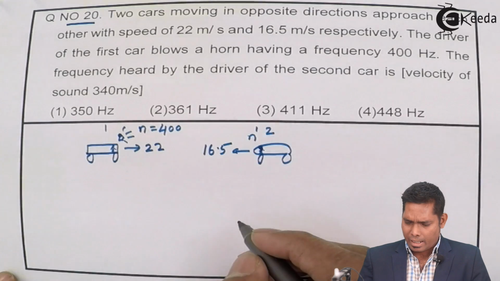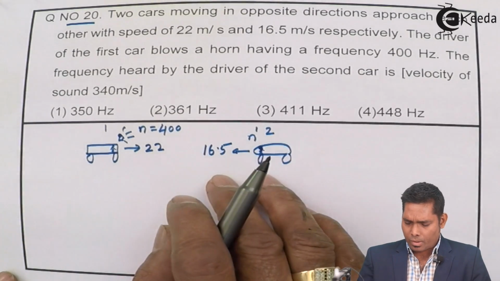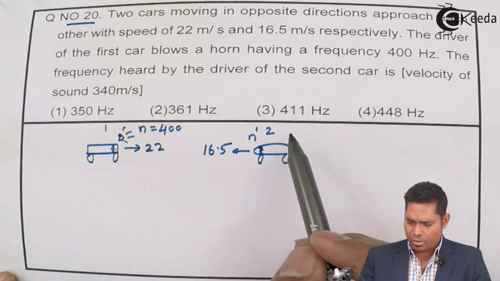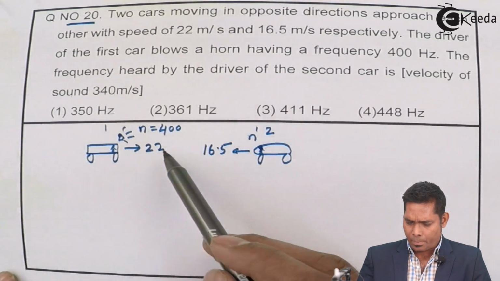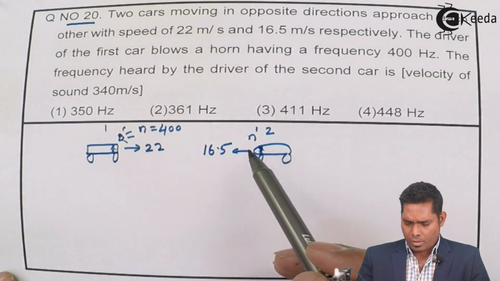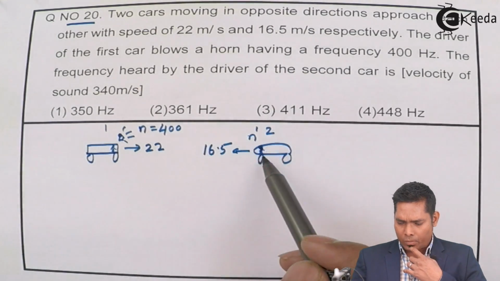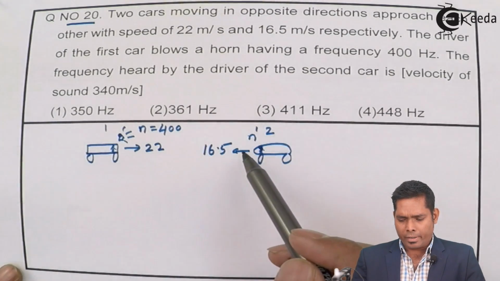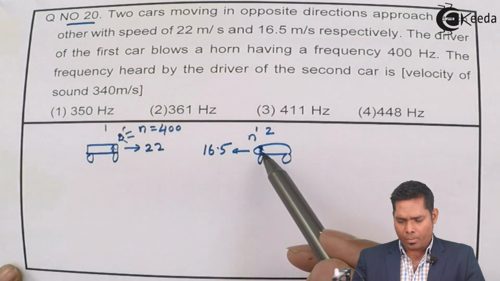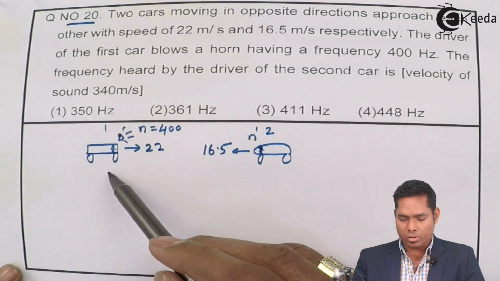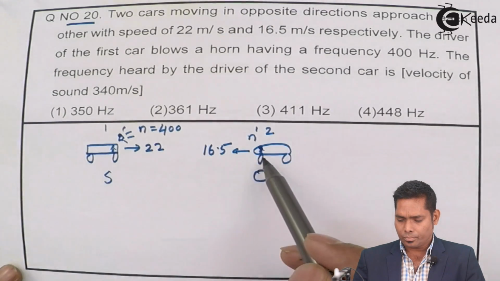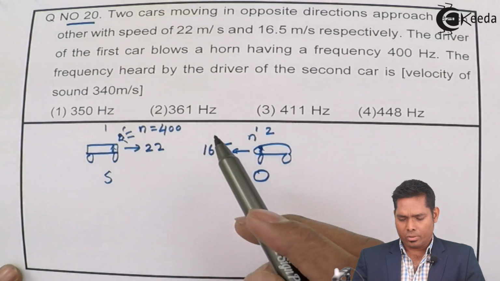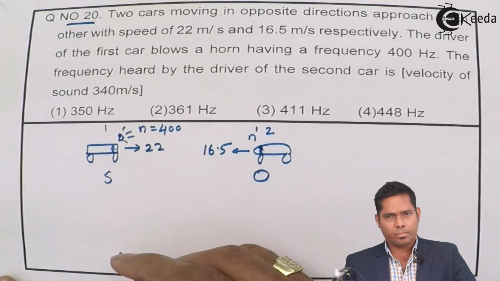So this means that they approach each other. If I think that this is at rest, then this is only approaching this, then the frequency heard by the observer will increase. If I consider this at rest and this is approaching the source, this is the source and this is the observer, in that case also the frequency will increase.